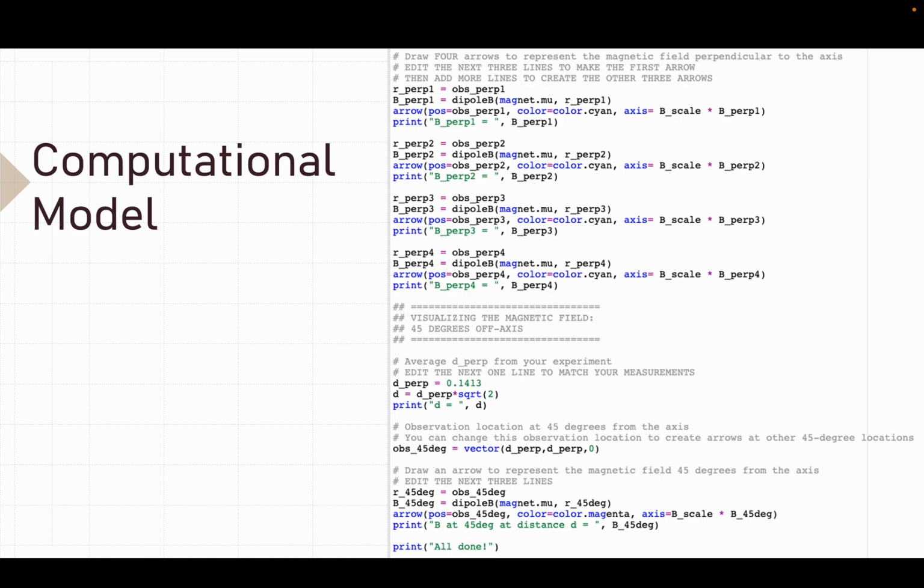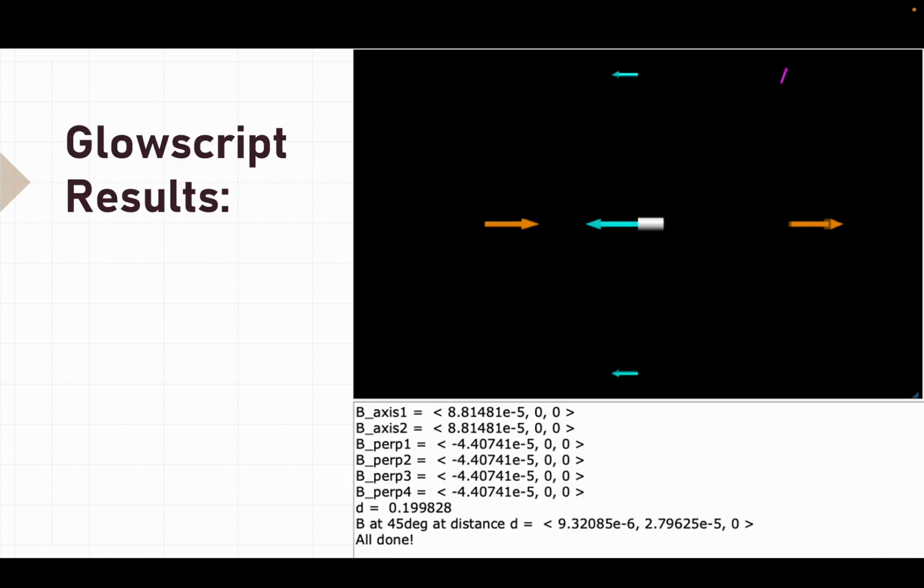And then we put in the average perpendicular value from the experiment, and also the observation location at 45 degrees from the axis. Finally, we draw an arrow to represent the magnetic field at 45 degrees from the axis as well. After we rerun the program, here we have our results. We have our magnetic field on axis and on the perpendicular axis for different measurements. We also have our distance and the magnetic field at 45 degrees in component form.